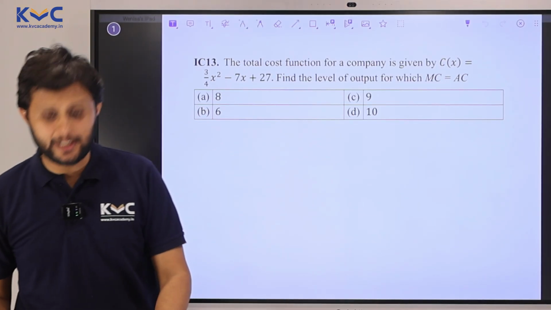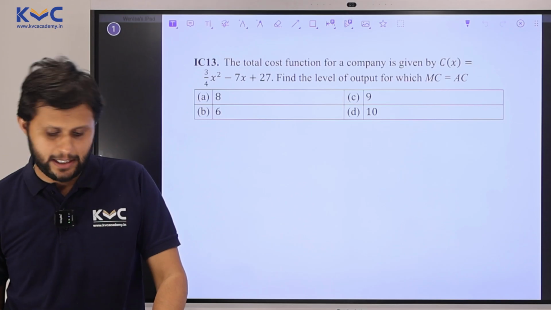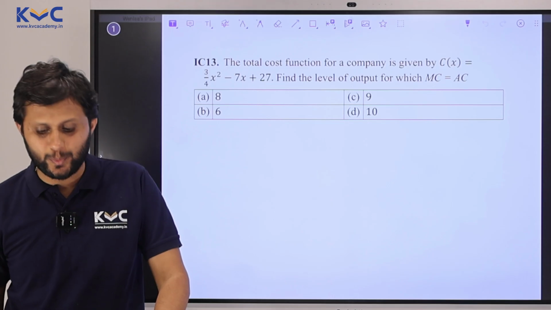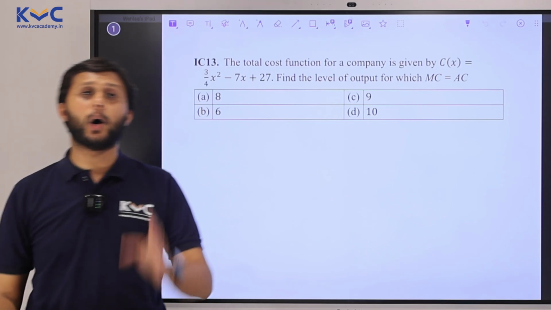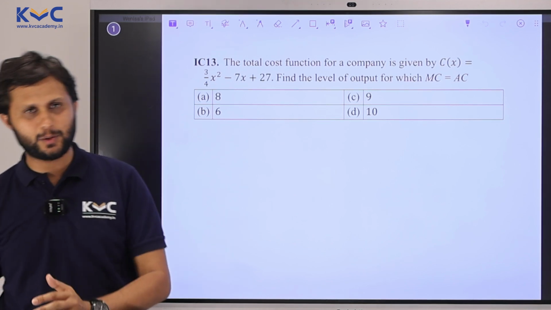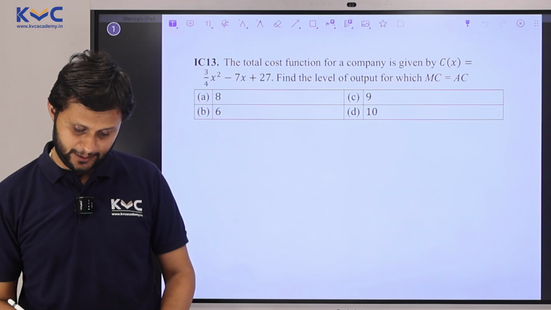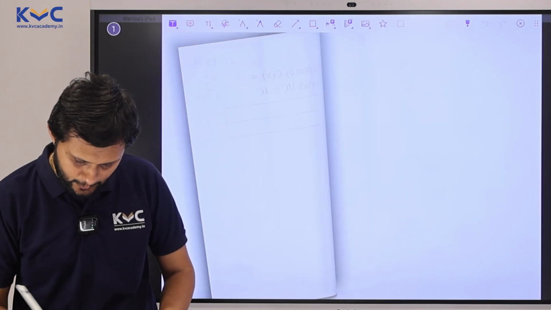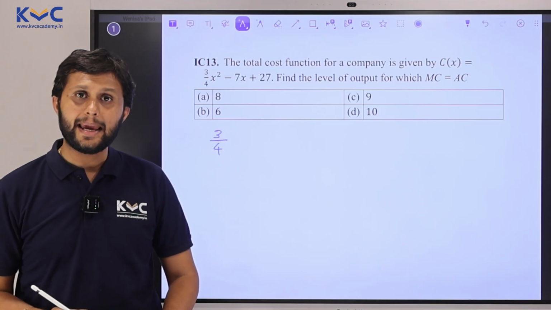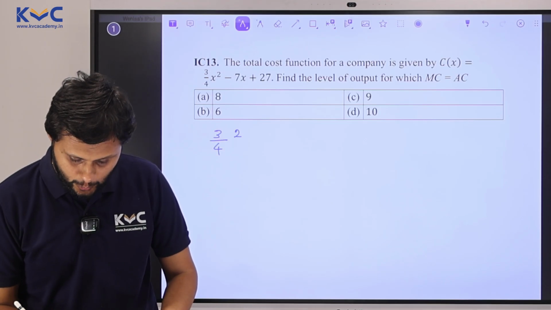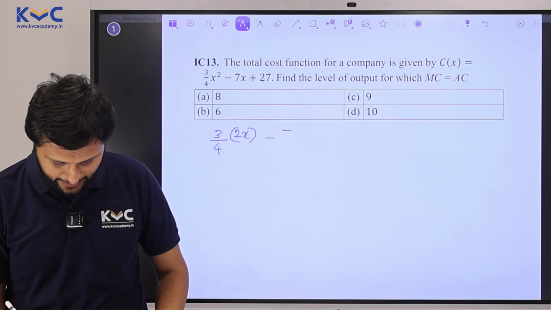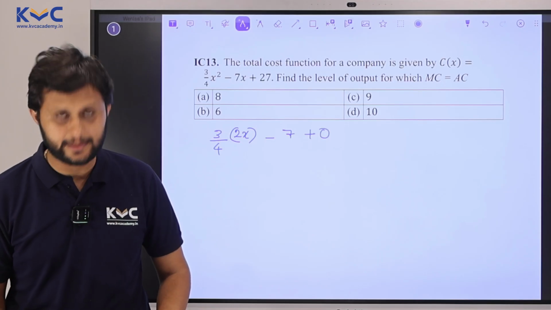The total cost function of a company is given by C of X. Okay. Find the level of output for which MC is equal to AC. Now, how do we calculate MC? Marginal cost is differentiation of cost function. So, we'll differentiate this first. Differentiation of 3 by 4 x square. Differentiation of x square is 2x. Correct. Minus differentiation of 7x is 7. Differentiation of 27 is 0.